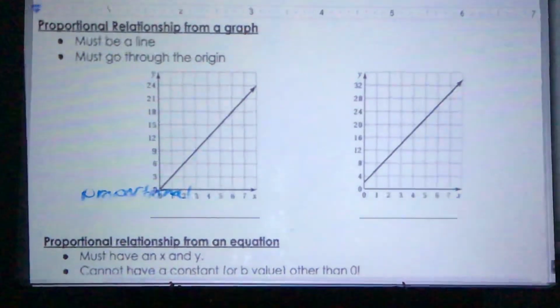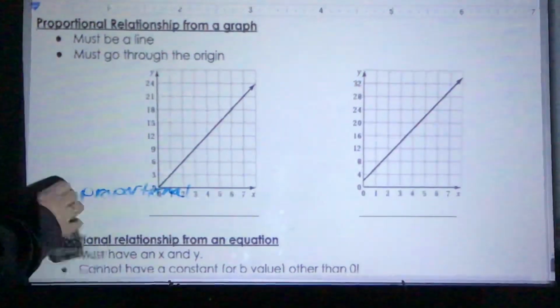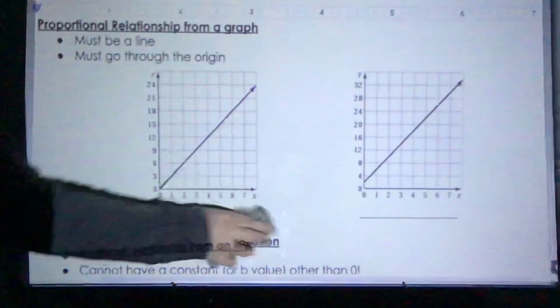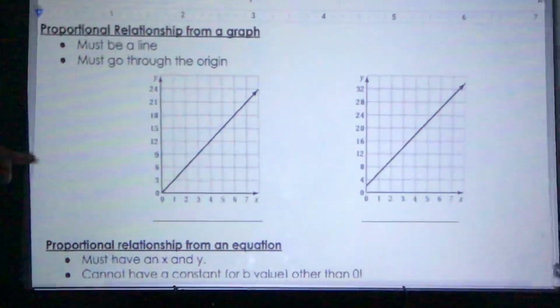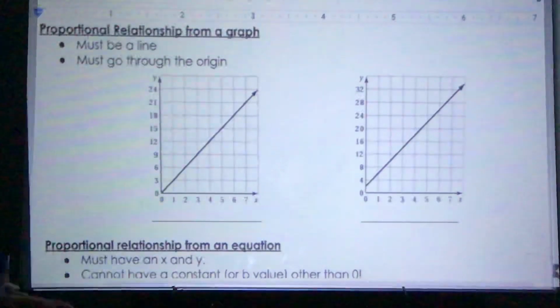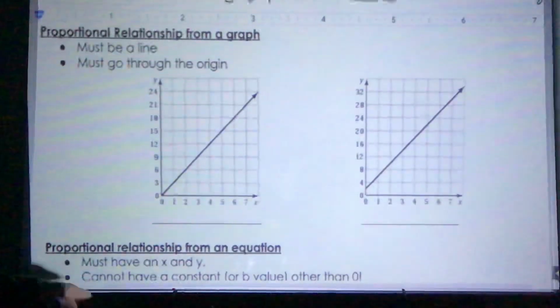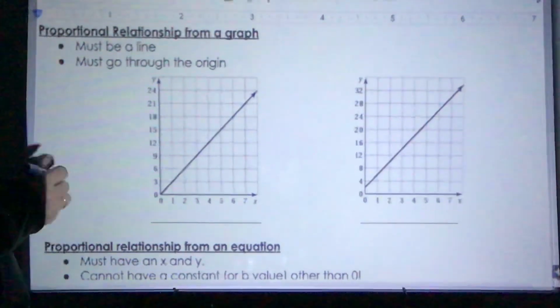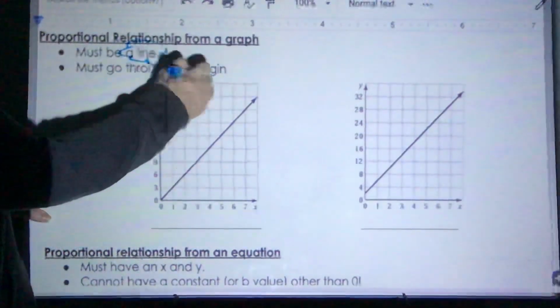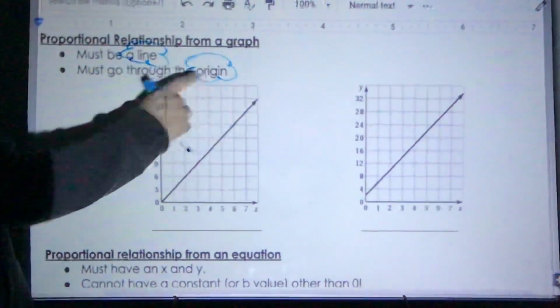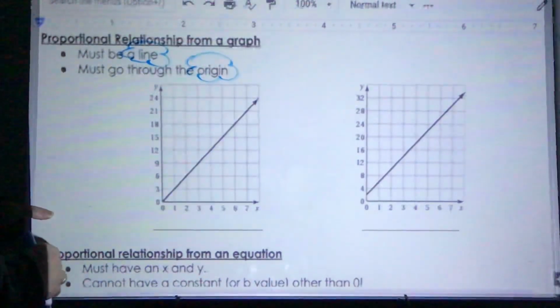So we want you to be able to tell if you have a direct variation, aka proportional relationship, when you're looking at a graph. So you have to be able to tell if your graph is proportional. And for it to be proportional, there's only 2 things you have to make sure it is. It has to be a line, and it has to go through the origin. If it doesn't do both of these things, then it's not proportional.